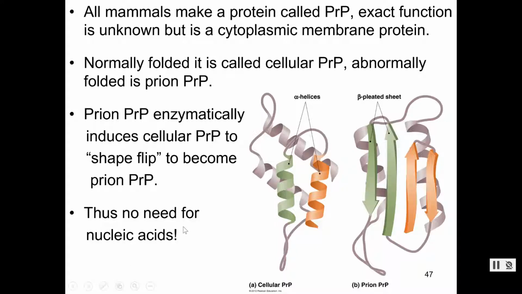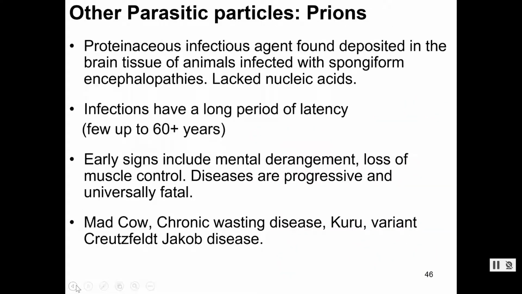The deal is this shape change, and this one shape flipping to another shape and then causing another one to flip, is a very long process. So you can be exposed to a prion and it may have a long period before you exhibit signs and symptoms. And that period can last for as many as 60 years. So you come in contact as a young person, and then 60 years later, you're coming down with the symptoms of this disease. And it's progressive and fatal.